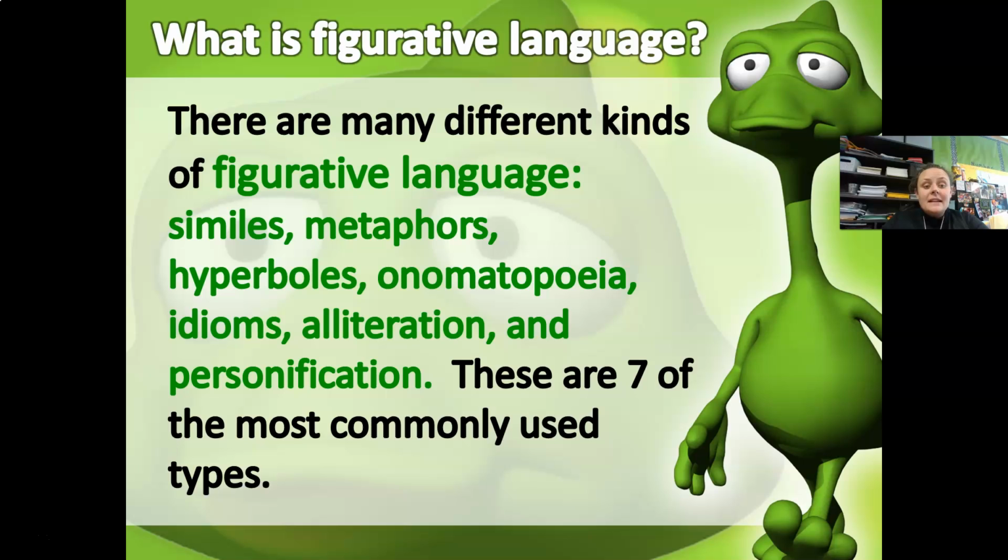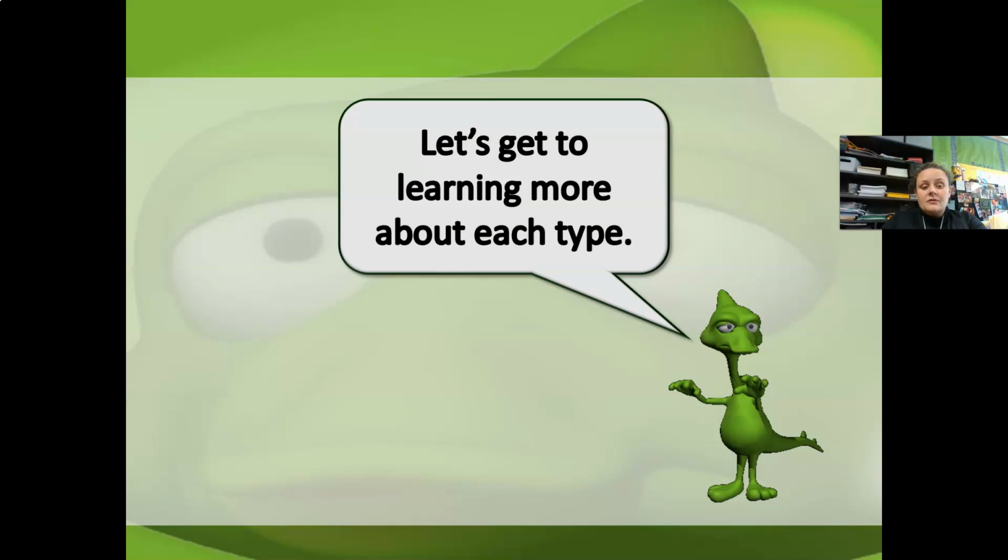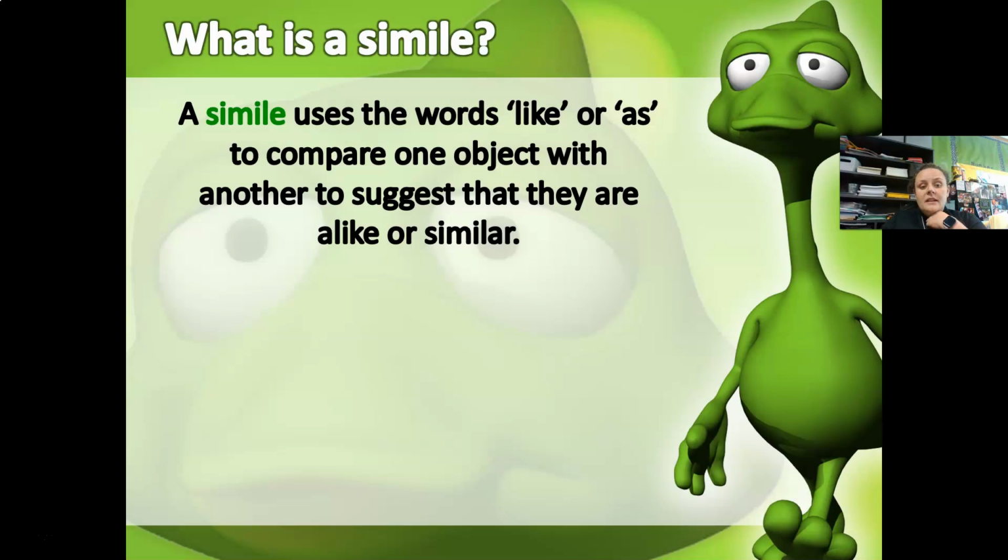Well, there are many different types of figurative language, and we've talked about some before. We talked about them a lot in poetry, but they aren't just in poetry, they're also in prose, in all different types of writing and talking. So similes, metaphors, hyperbole, onomatopoeia, idioms, alliteration, and personification. These are 7 of the most commonly used types. So let's learn more about each type.